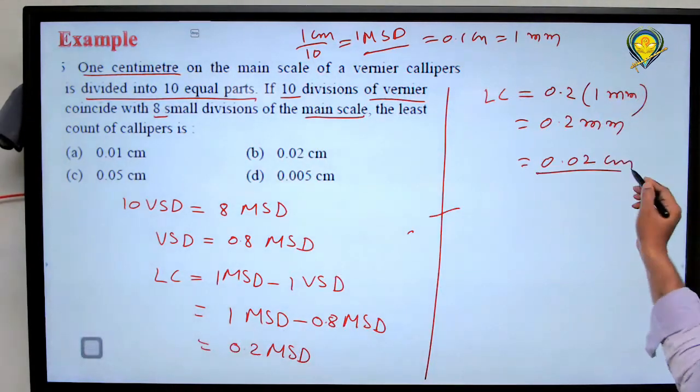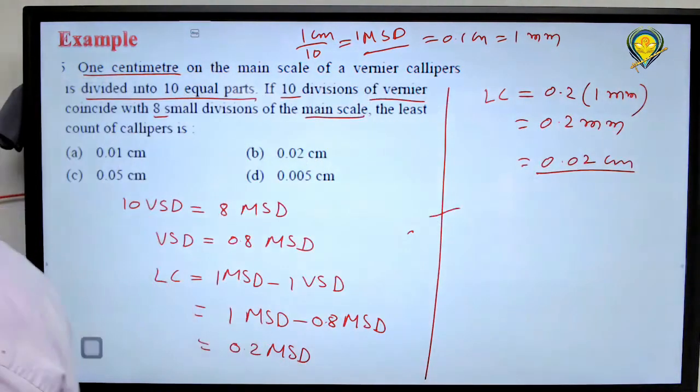.02 centimeter. So only this process is there to calculate a least count in the case of vernier calipers. ఇది ఒకటే ప్రాసెస్ ఉంది least count calculate చేయాలి. రెండు మెథడ్స్. సో n, n-1 ఉంటే డైరెక్ట్ గా ఫస్ట్ మెథడ్ వాడచ్చు. లేదు ఇలా ఉంటే కనుక సెకండ్ మెథడ్.